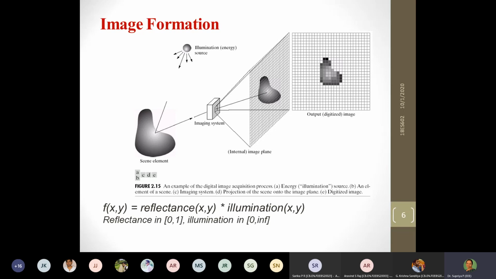I will discuss more about the reflectance and illumination separation in the forthcoming classes, but at present you have understood that when light falls on an object, the amount of light that is incident, we call it illumination. The amount of light that is reflected is the reflectance. So, is it possible for us to separate these two?